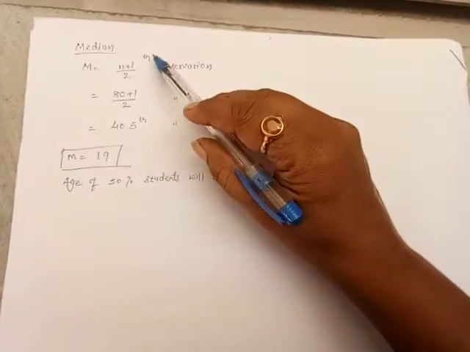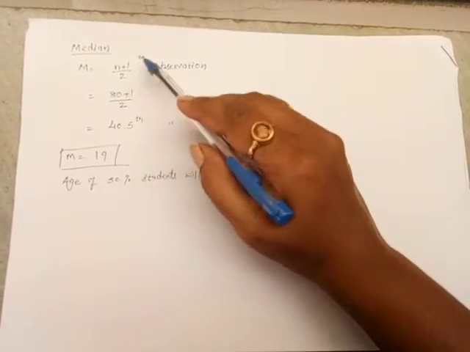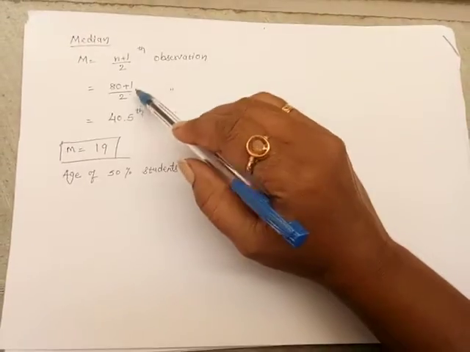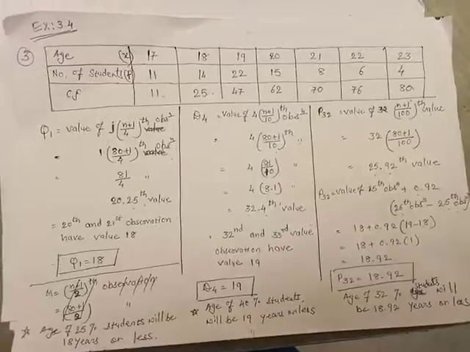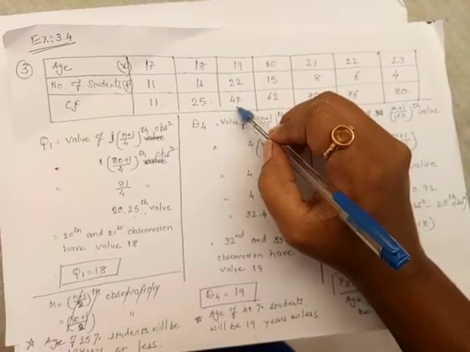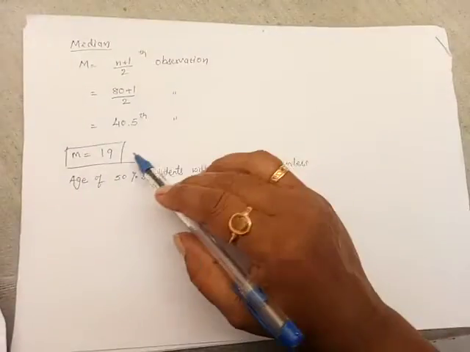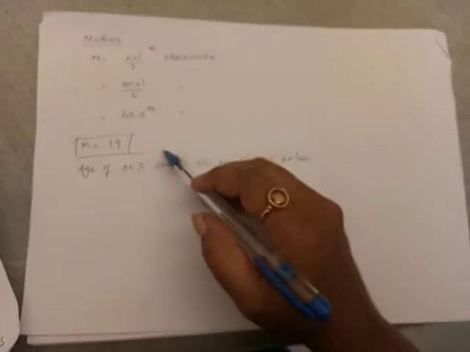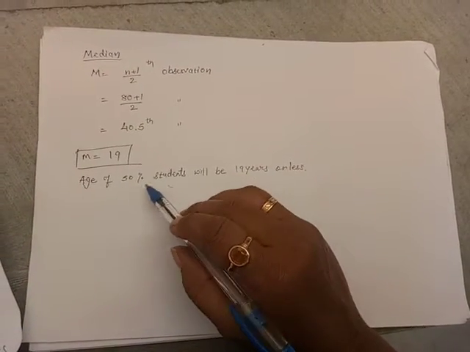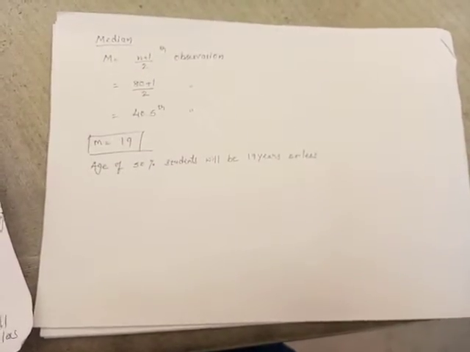Now the next one, the median, is to be found. The formula of median is n plus 1 upon 2th observation, that is 80 plus 1 upon 2, so it comes 40.5. This 40.5 lies over here in the 47's x value, that is 19. So our median is also 19. Median means the middlemost observation, that means 50% observation. So the age of 50% students will be 19 years or less. So this is our interpretation.